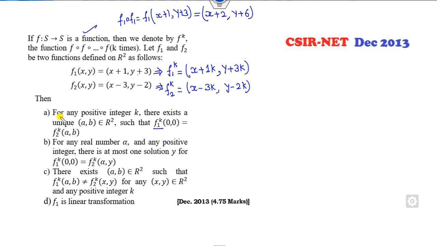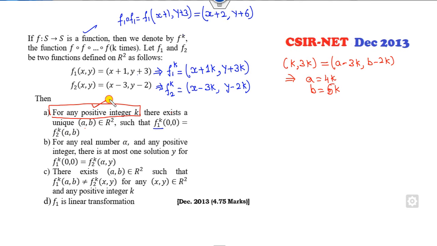Now look at the options. For any positive integer k, there exists a comma b such that F1 of 0 comma 0 equals F2 of a comma b. What is F1 of 0 comma 0? It is k and 3k. It must be the same as F2, a minus 3k, b minus 2k. Can you find the value of a from here? a will be my 4k and b will be my 5k. So yes, for every k you can find a and b, which means this is the correct option.